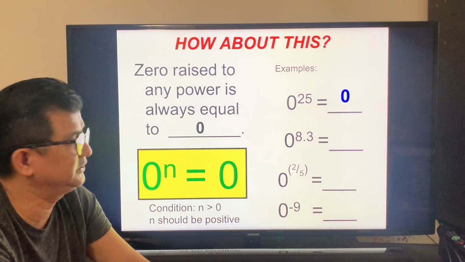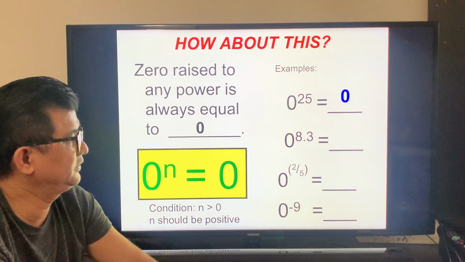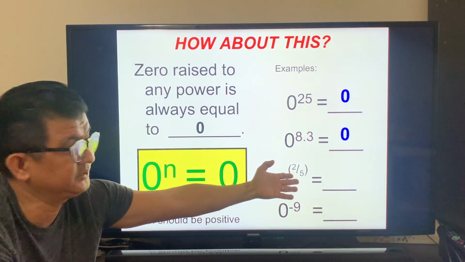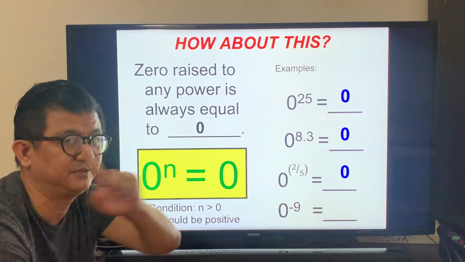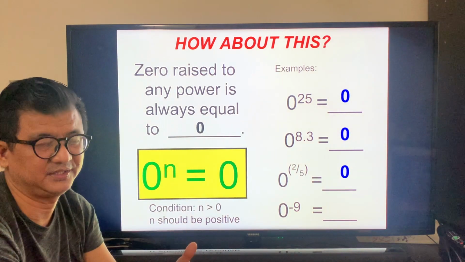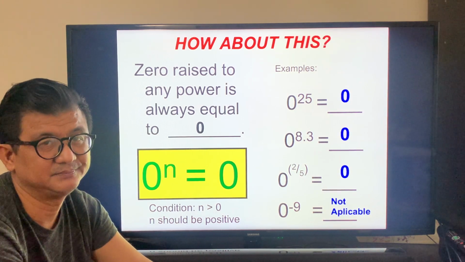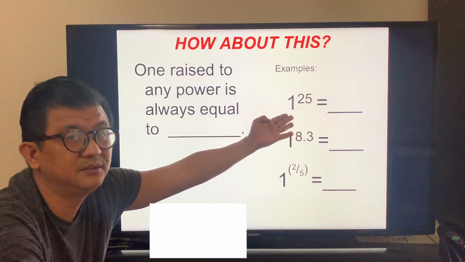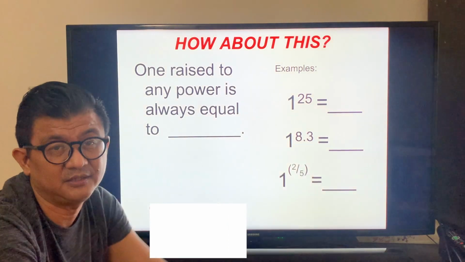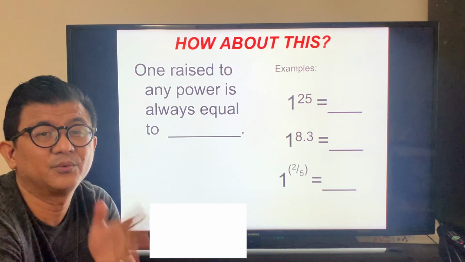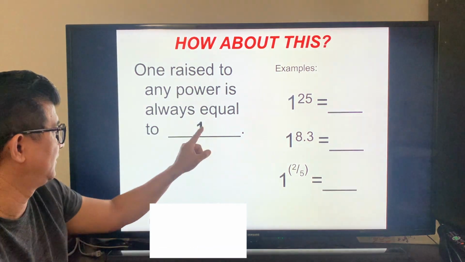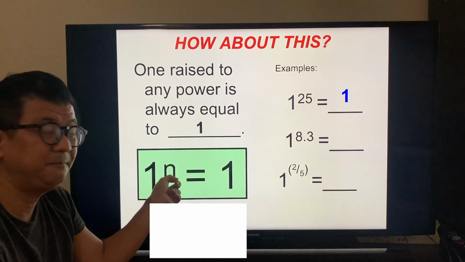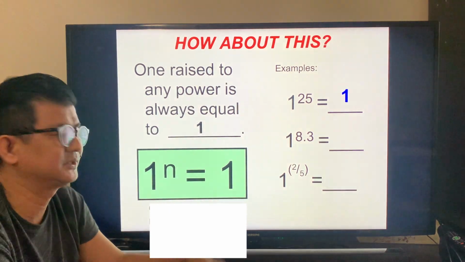0 to the 25th power is still a 0. 0 to the 8.3 is still a 0. Even though the exponent is a fraction, as long as it's positive, it's 0. But that's a negative. That means it is undefined or not applicable. How about this? 1 raised to any power is always equal to what? 1 multiplied 25 times by itself. Will it change? No. It's always a 1. There you go, 1. So let's make the rule: 1 to the n power, any power in the world, is always equal to 1.